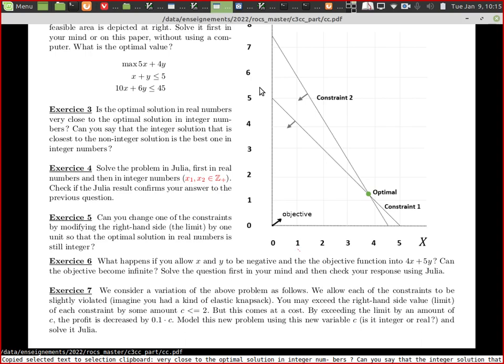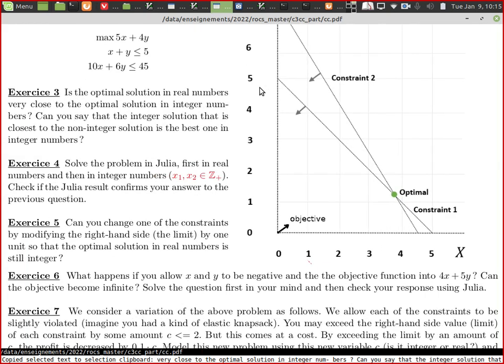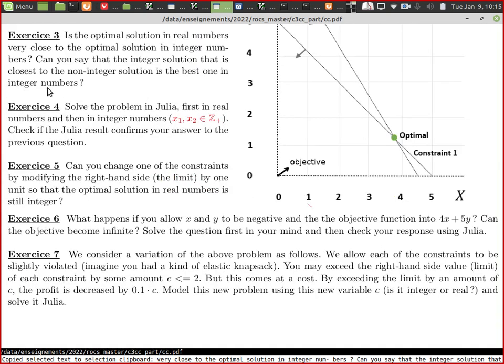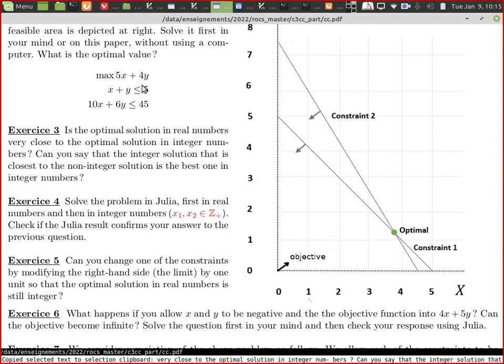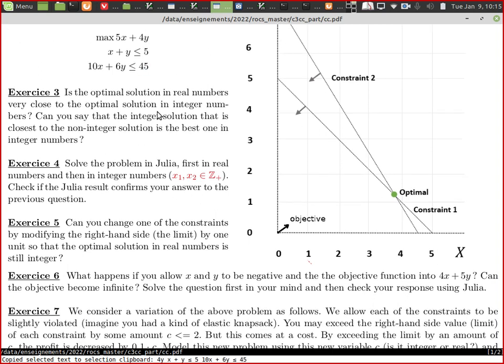It's interesting to solve this. What do you think about exercise 5? 4 is not interesting, 5 is interesting. Can you change one of the constraints by modifying the right hand side? The right hand side is here, 5 or 45. This is the right hand side, okay?